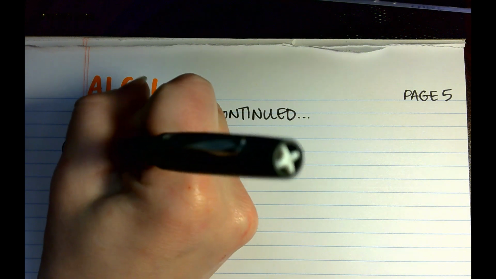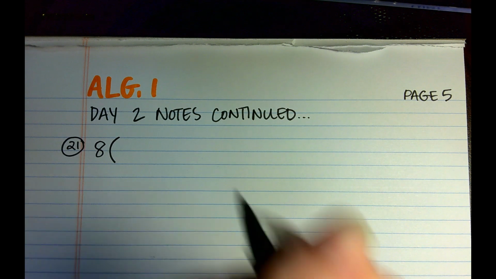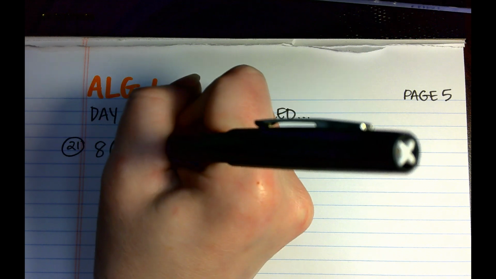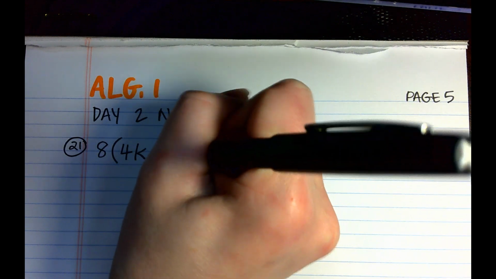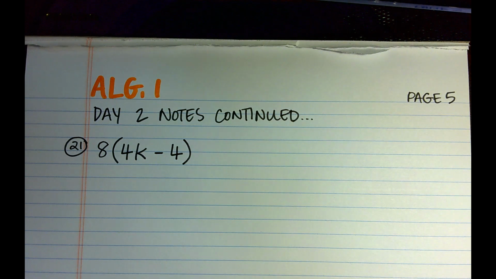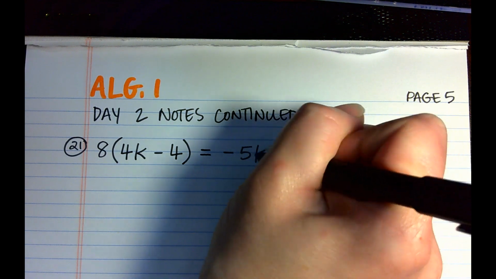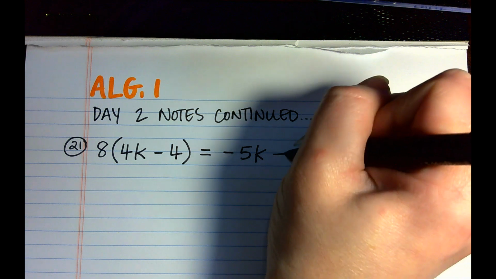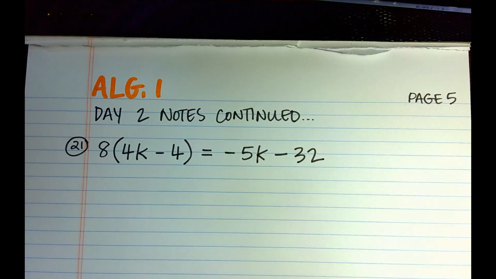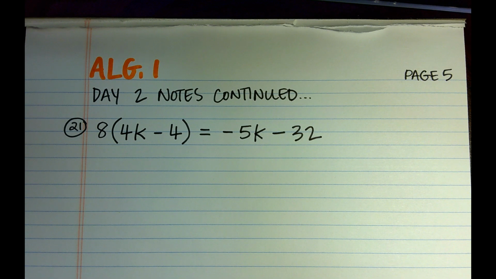I have 8 times (4k minus 4) equals negative 5k minus 32. Now, at first glance, as soon as I look at this problem, it looks terrifying to solve. This just looks like a mess. But we're going to break it down, and it's really not so bad.